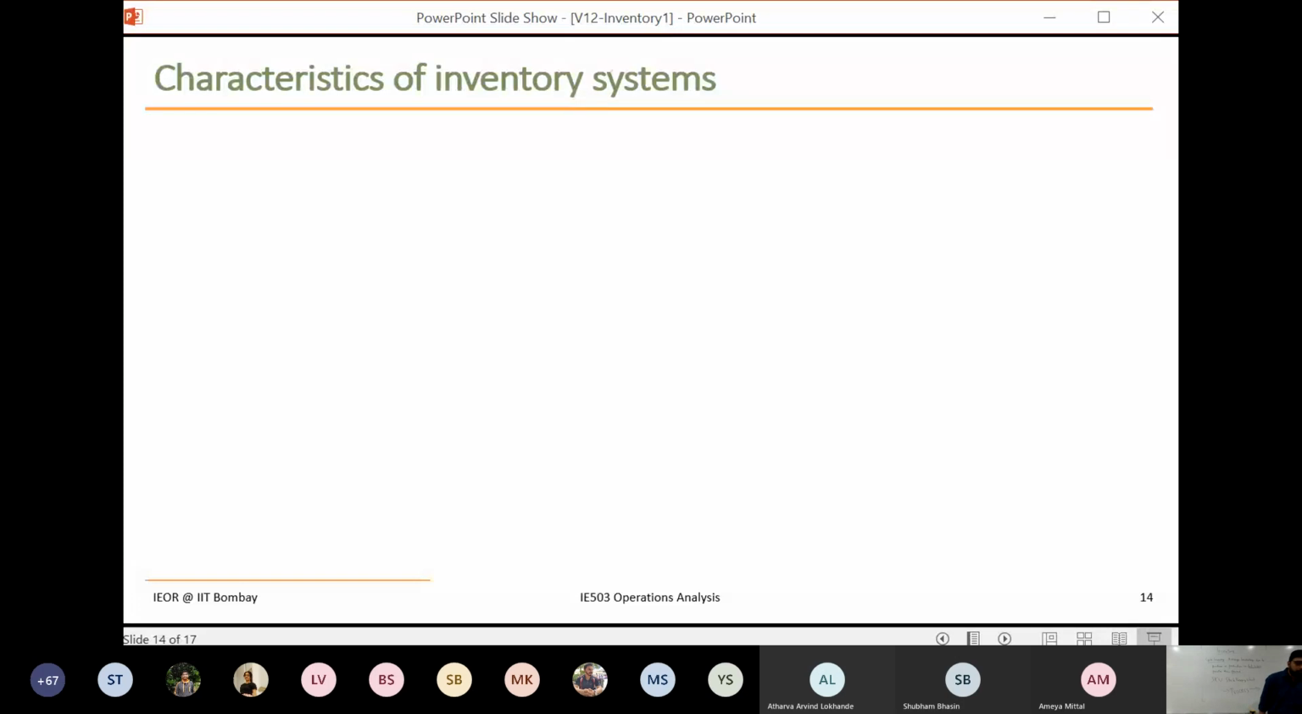So with that we'll kind of just characterize some of the inventory systems and then leave it at that, I guess.